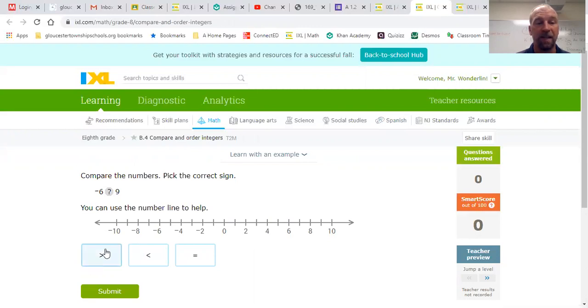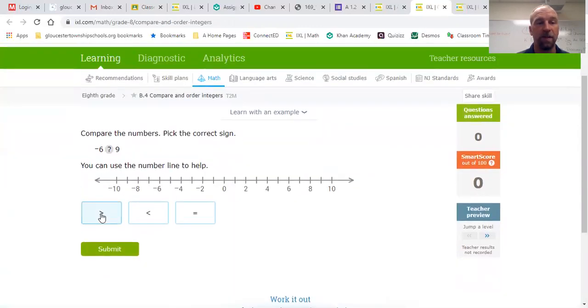If you have to pick a sign, here they give you 3 options. They give you this guy, and this guy, to compare these two numbers and decide what goes in the middle. Well, this is a greater than sign. This is a less than sign. And equal is obviously equal. Remember that the open side faces the larger number and the point faces the smaller number.